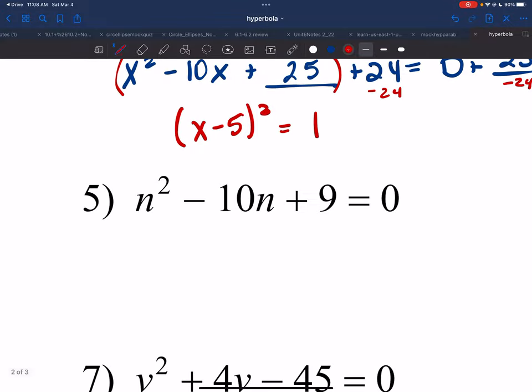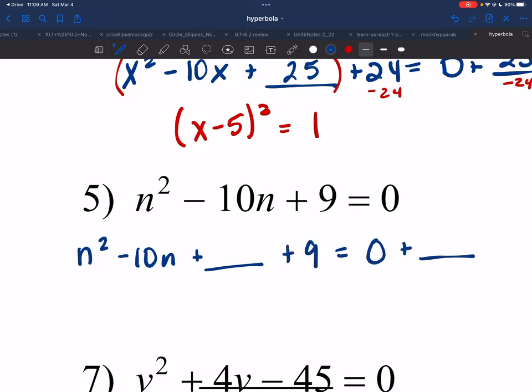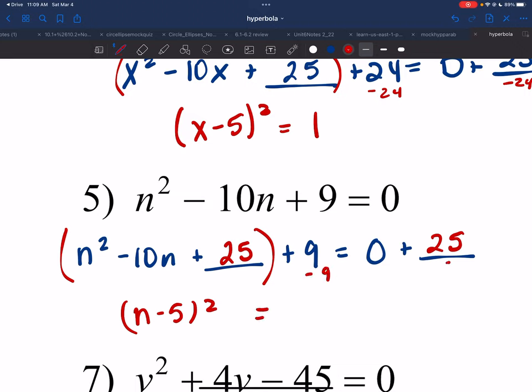Let's look at one more, and then we'll pop on over to the other side. N squared minus 10n plus blank plus 9 is equal to 0 plus blank. Again, I'm looking at making a perfect square right here. And the way I do that is to divide that negative 10 by 2. So I get negative 5. So n minus 5, quantity squared. Well, it's really negative 5 times negative 5 equals 25. So 25 on both sides. I'm going to subtract 9 from both sides, and I end up with 16.